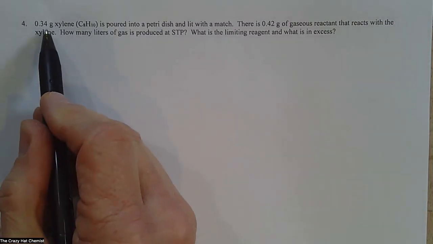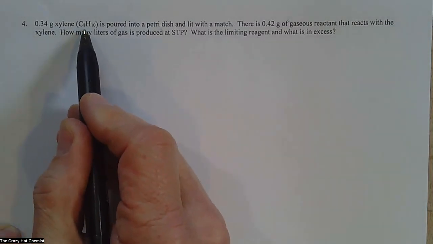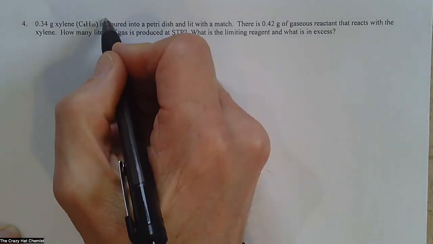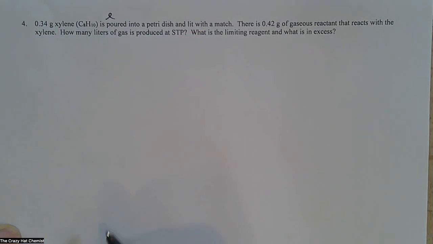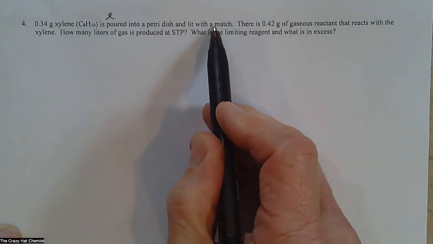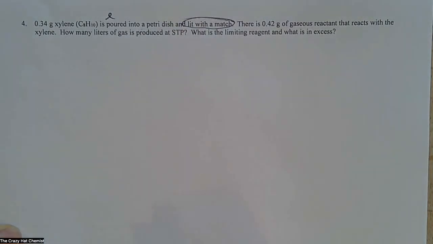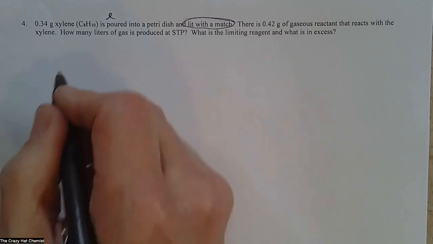We've got 0.34 grams of xylene, that's C8H10, poured. So that's letting us know that this is a liquid. Into a petri dish and lit with a match. Lit with a match lets us know the type of reaction. So hopefully if we write down the reactants, then we can come up with the type of reaction this is.